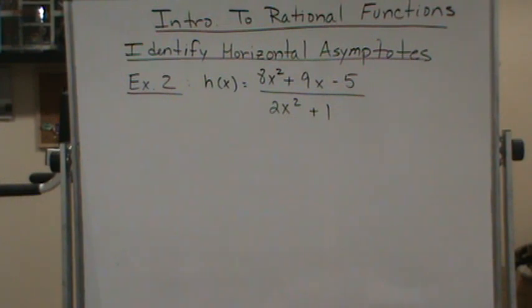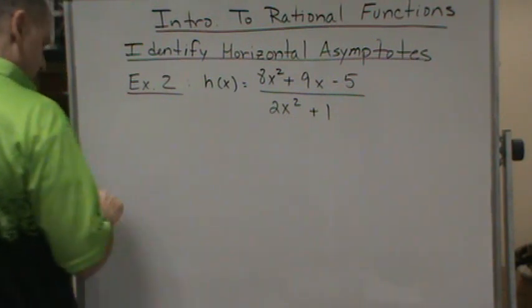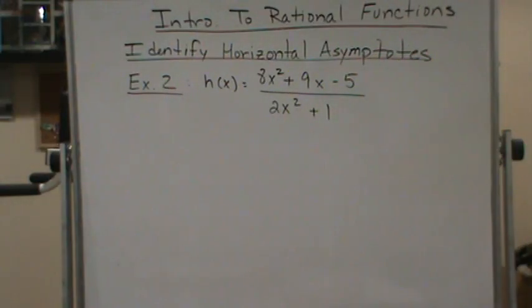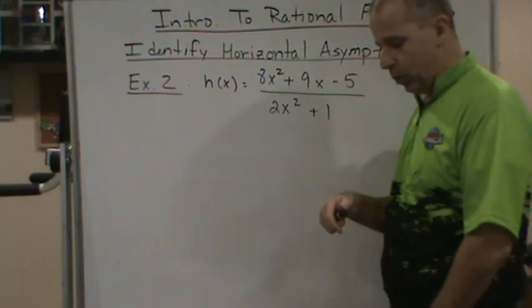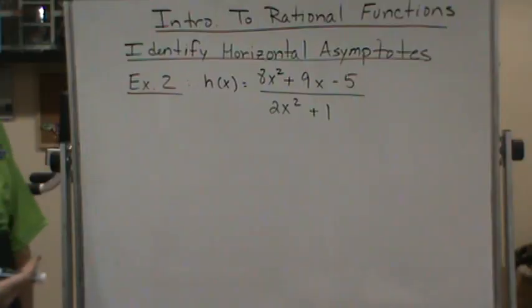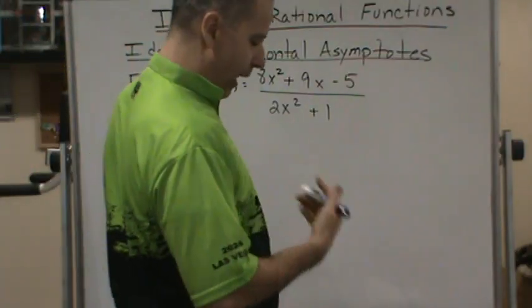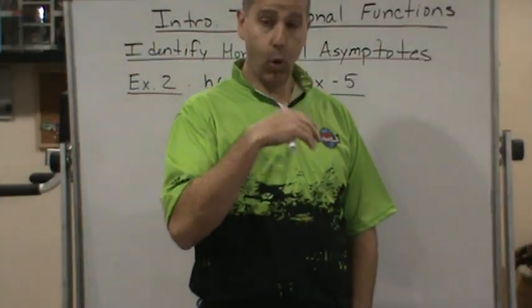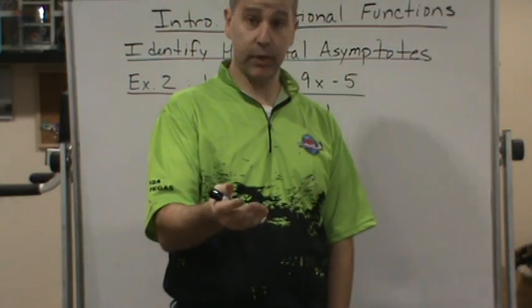All right, welcome back. Now let's talk about another situation that comes up when we find a horizontal asymptote. One of the things we want to know is where does the graph of the function cross the horizontal asymptote, if it does, right?